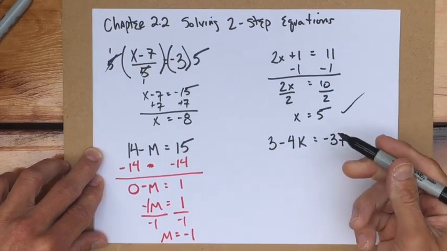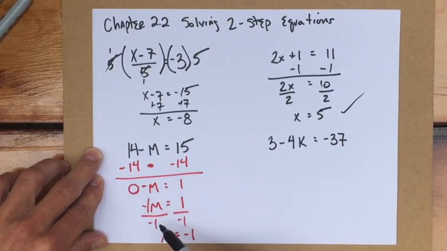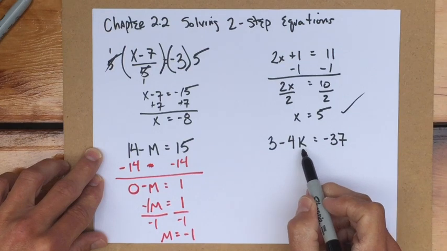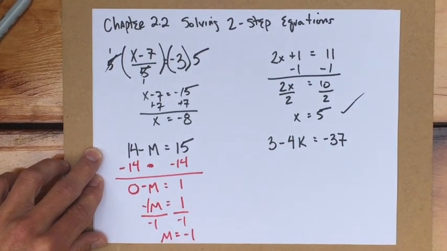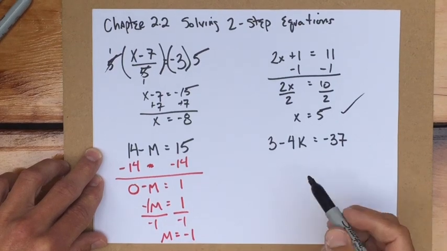I'll switch back to black for the last one, but you're going to see this come into play one more time. Once again, here's my variable. In these examples, I put the variable always on the left. I could have put them on the right. It wouldn't have changed anything.